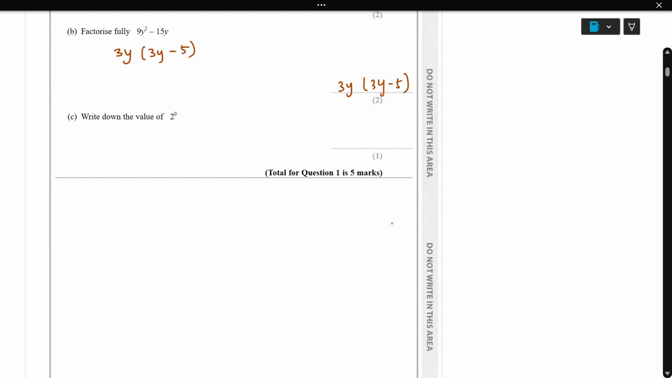Next, write down the value of 2 power 0. Any number to the power 0 is 1.